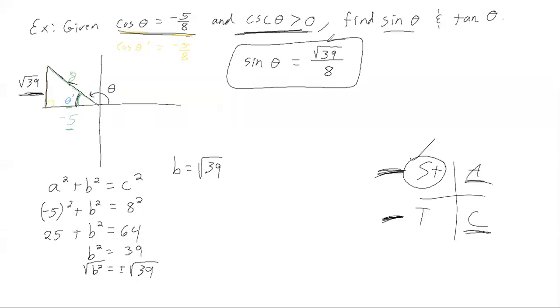What else do I need to find? The tangent of theta? Tangent of theta will be the same as the tangent of theta prime, but maybe you have to adjust the sign. Let's see. What's the tangent of theta? Square root of 39 over what? Negative 5? Or I could say negative square root of 39 over 5. And what should the tangent be in this quadrant? Tangent should be negative. So that works.